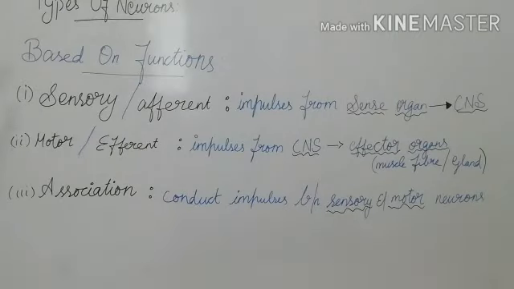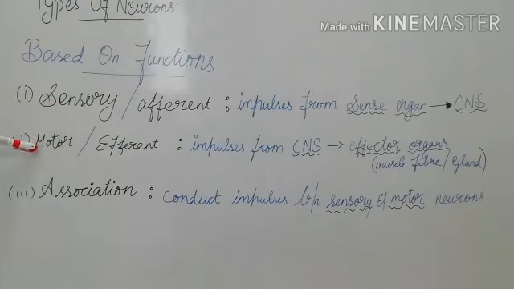And here we can see the types of neurons based on function. There are three types. They are the sensory or afferent neurons, motor or efferent neurons, and the association neurons. The sensory or afferent neurons will carry the impulses from the sense organs to the central nervous system. The sense organs are eyes, ears, nose, skin, tongue. From there, the information is carried to the central nervous system, that is, the brain or the spinal cord.